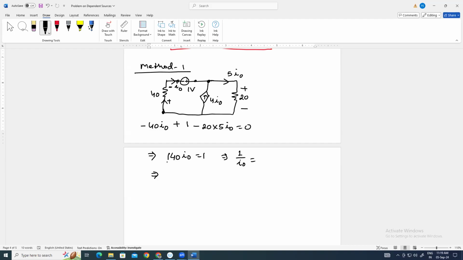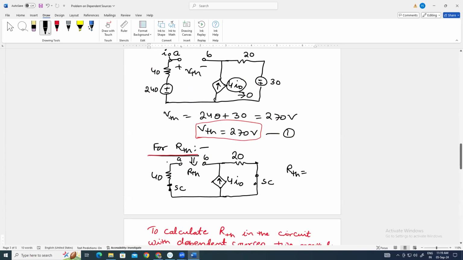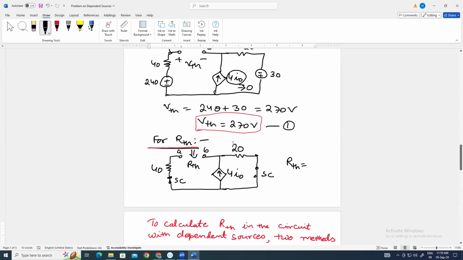140 I naught is equal to 1, so 1 upon I naught is equal to 140 ohm. So 1 upon I naught is nothing but RTH. RTH is equal to 1 upon I naught, and that will be 140 ohm. So we have calculated RTH, and VTH is 270 volt.